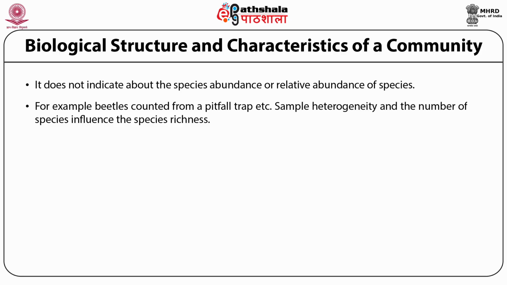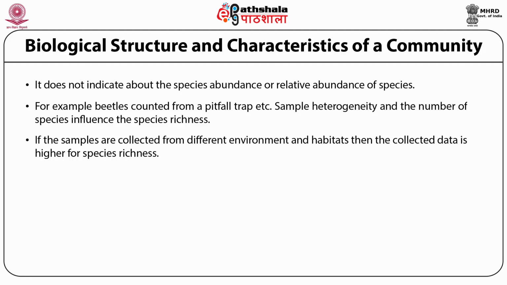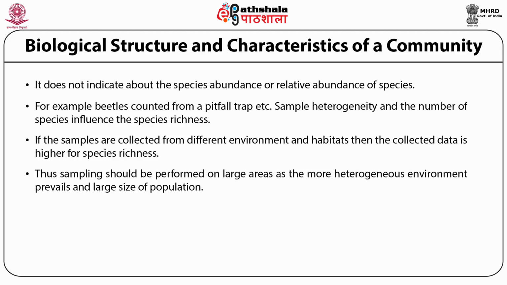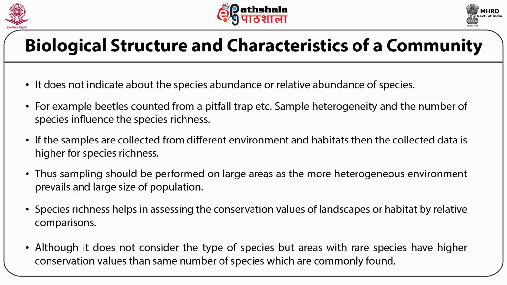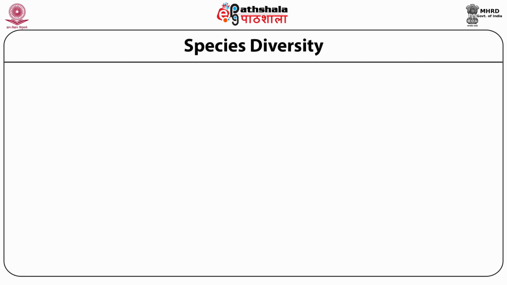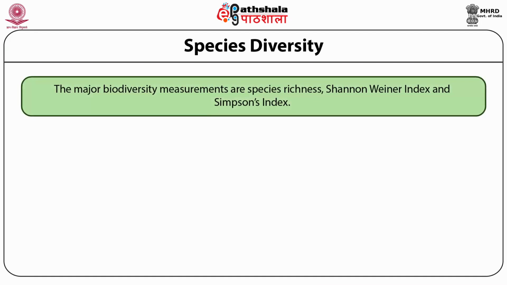Sample heterogeneity and the number of species influence the species richness. If the samples are collected from different environments and habitats, then the collected data is higher for species richness. Thus, sampling should be performed on large areas, as a more heterogeneous environment prevails and there is a large size of population. Species richness helps in assigning the conservation values of a landscape or habitat by relative comparisons. Although it does not consider the type of species, areas with rare species have higher conservation values than the same number of species which are commonly found. Species diversity. The major biodiversity measurements are species richness, Shannon-Wiener index, and Simpson index.